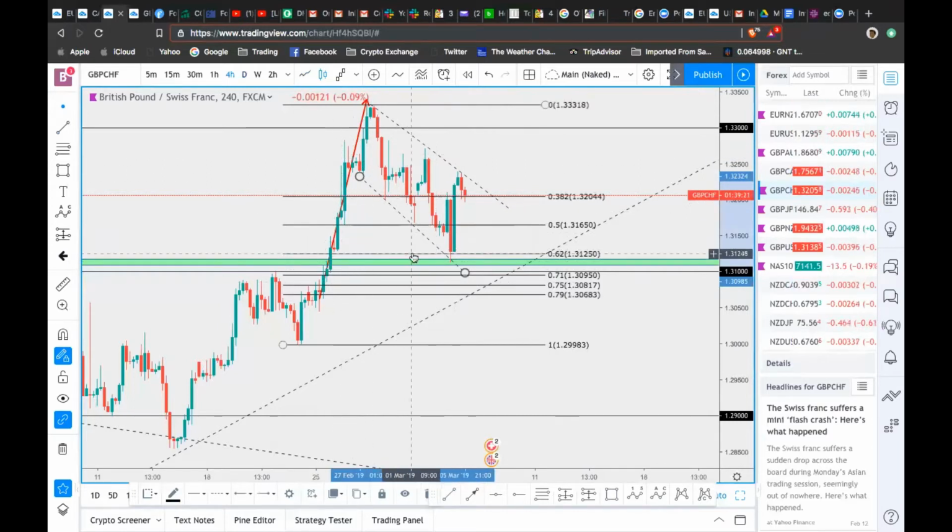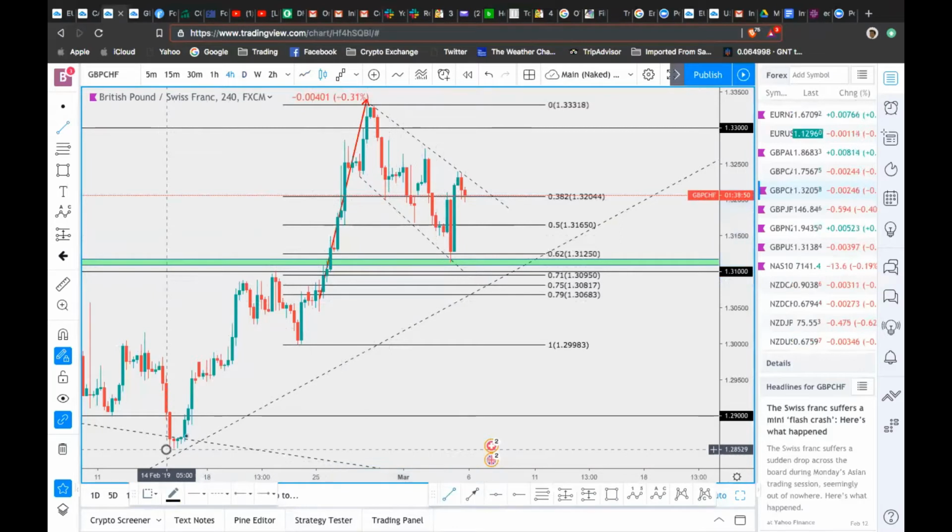So now you got all of that confluence adding up. That would make us confident in taking this trade, right? We know we got a break of structure, a bearish flag, 60.2. That makes you confident in taking this trade. Then we all got it right.